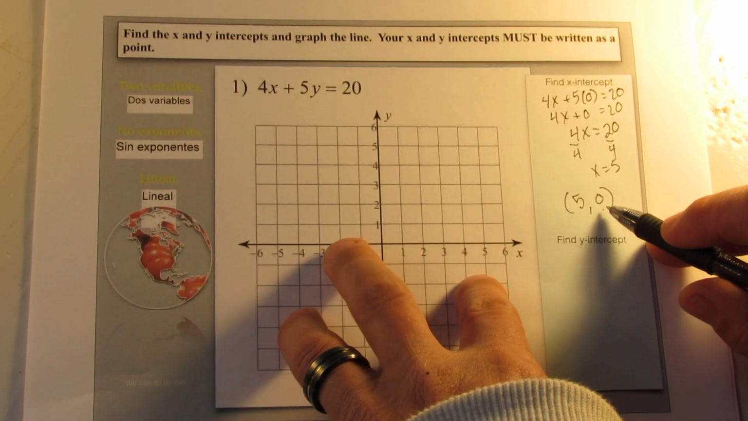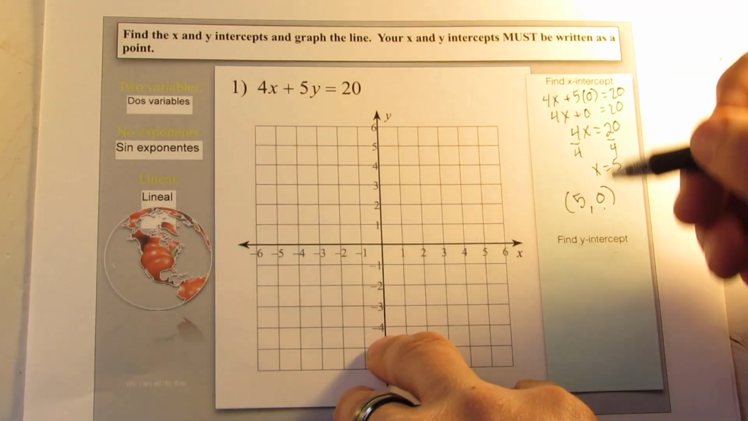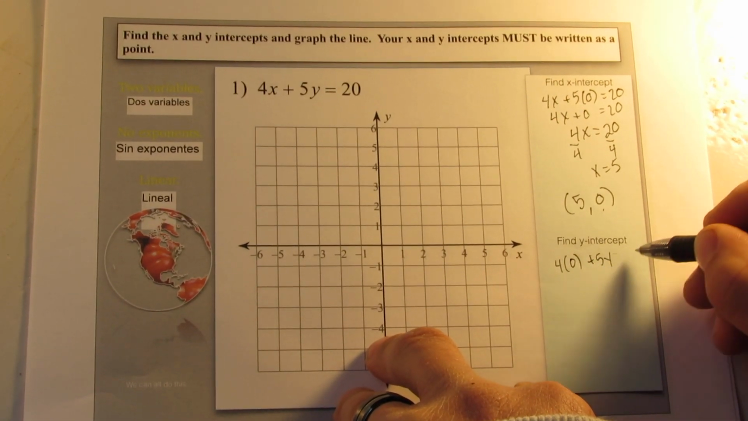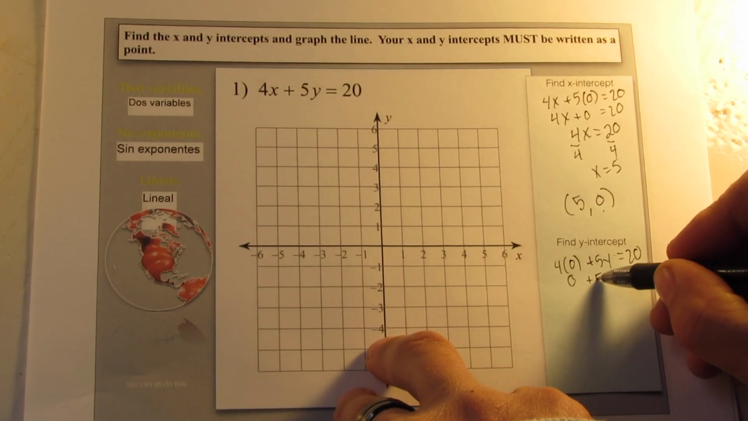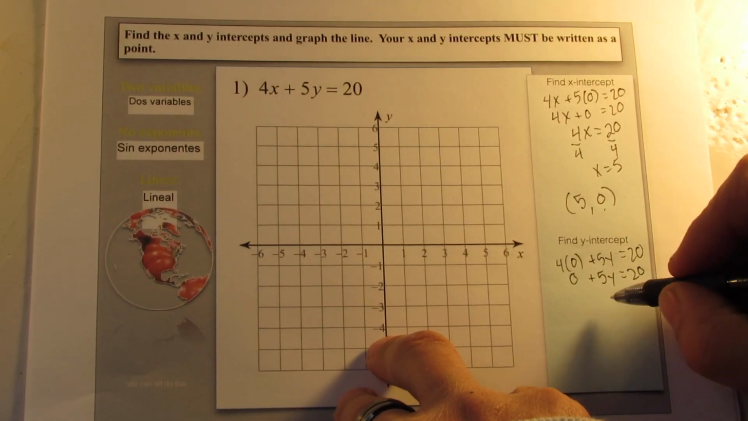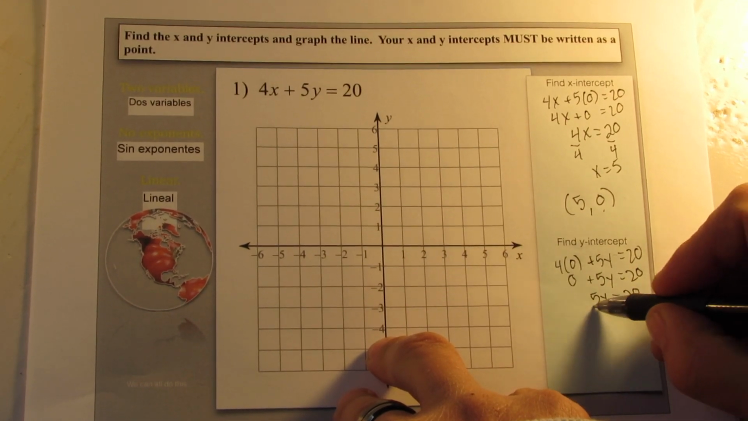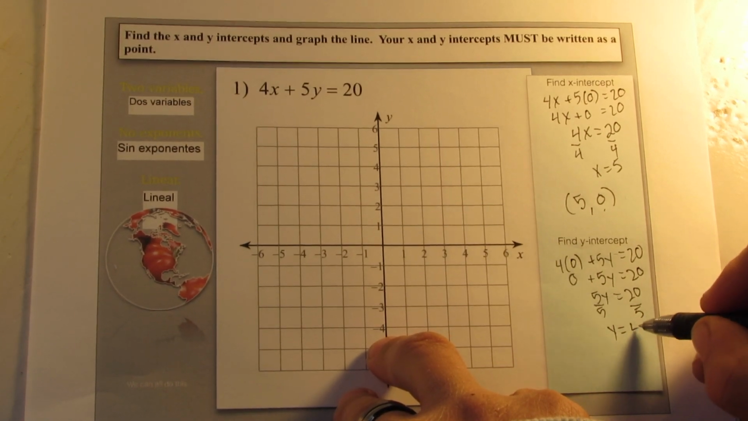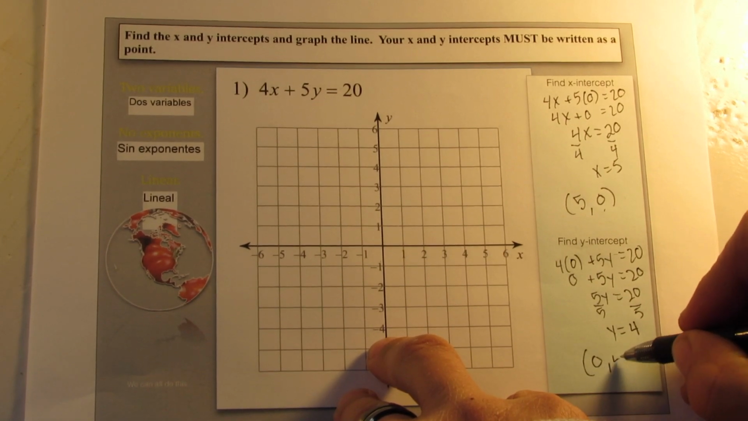I put 0 in for y. To find the y-intercept, I gotta do the opposite. I'll put 0 in for x, so it'll be 4 times 0 plus 5y equals 20. 4 times 0 is 0. Of course, 0 plus 5y is 5y. Again, just a one-step equation left. Divide by 5. And the y in this case equals 4. So the y-intercept is 0, 4.